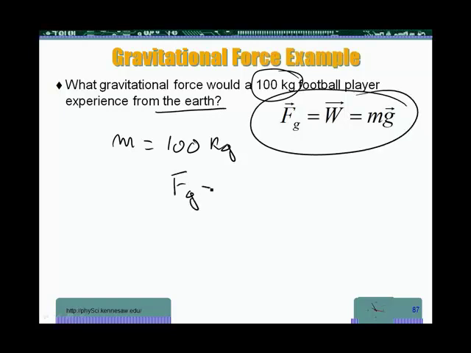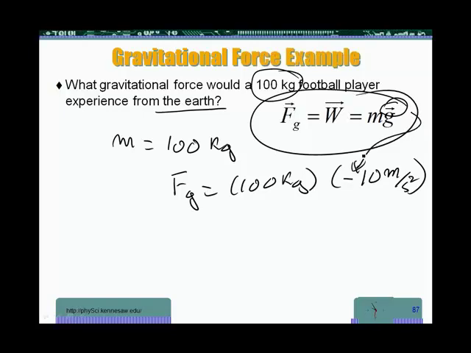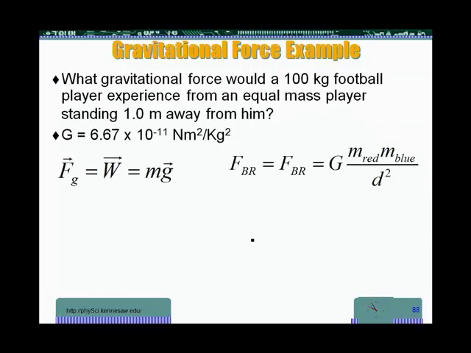Fg is going to be equal to 100 kilograms times minus 10 meters per second squared. The minus is to represent the direction. It's in the downward direction, so it should be minus. And Fg comes out to be minus 1,000 newtons. The minus again tells us that F sub g is downwards. Okay? Now, we'll try to probe this a little more.